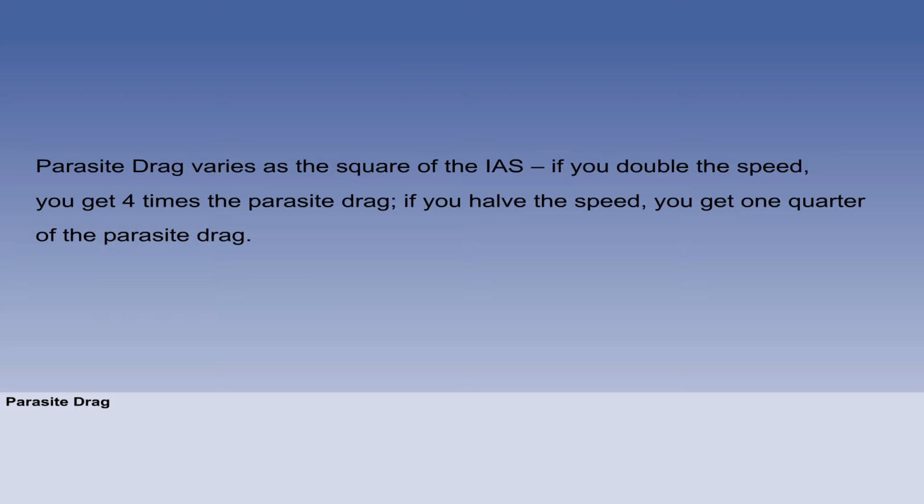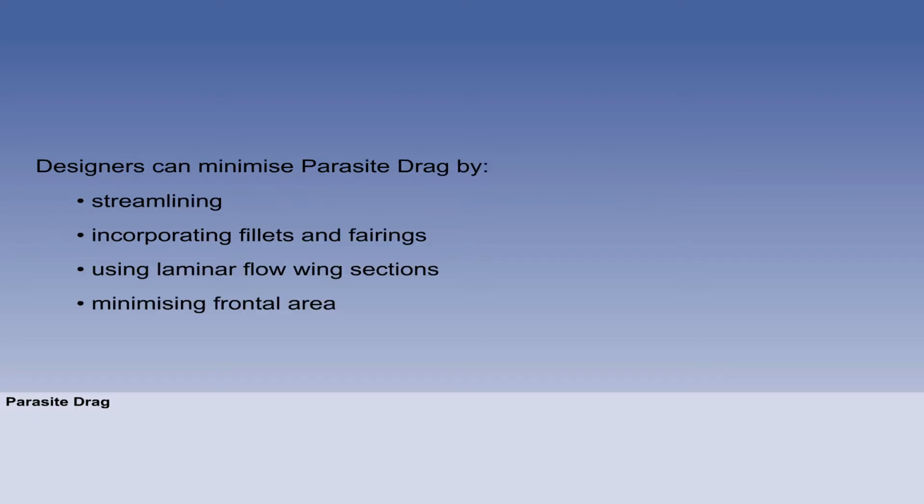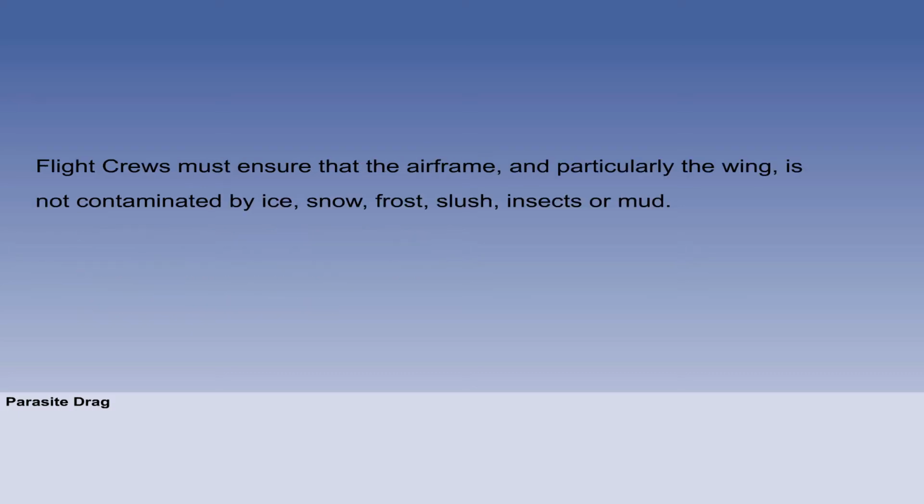Parasite drag varies as the square of the IAS. If you double the speed, you get 4 times the parasite drag. If you halve the speed, you get 1/4 of the parasite drag. Designers can minimize parasite drag by streamlining, incorporating fillets and fairings, using laminar flow wing sections, and minimizing frontal area. Flight crews must ensure that the airframe, and particularly the wing, is not contaminated by ice, snow, frost, slush, insects or mud.